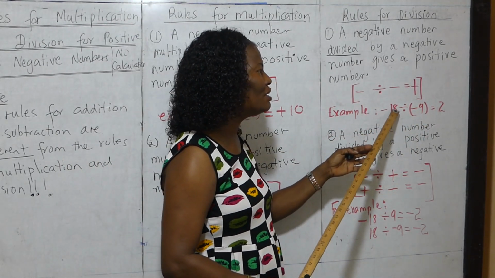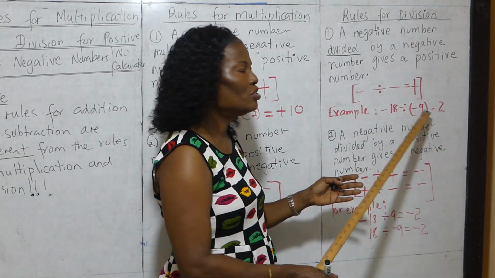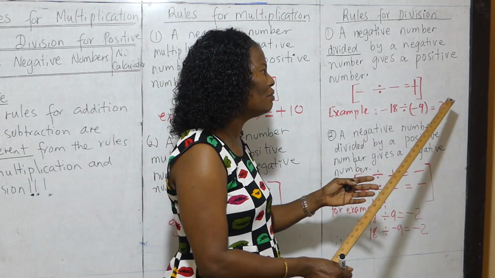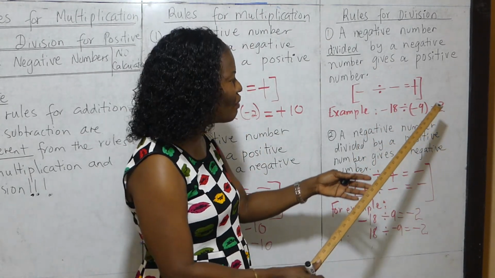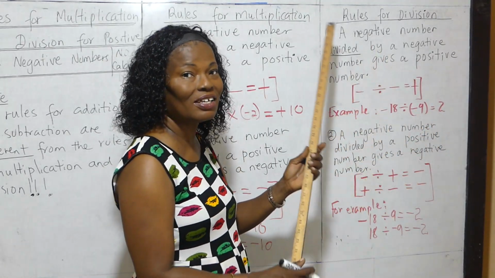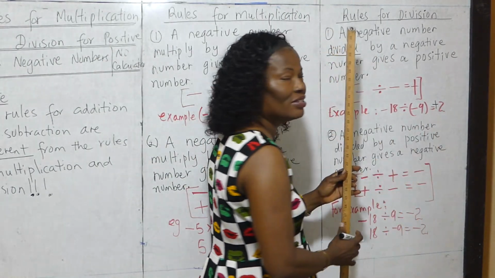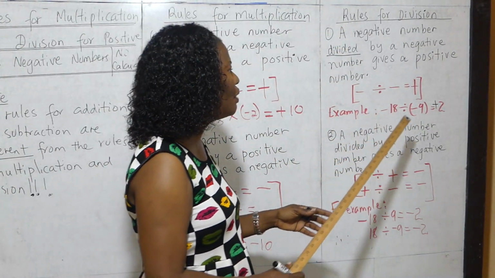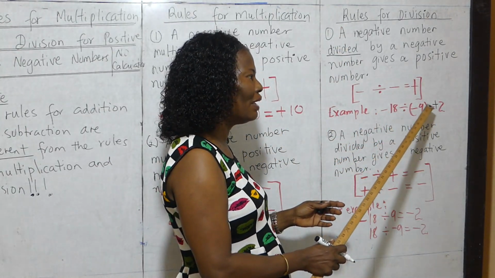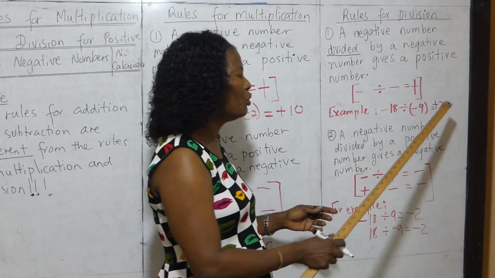Example, negative 18 divided by negative 9. So we know negative divided by negative is a positive. Now you can write 2 by itself, it suggests that it is still positive, or you can put a plus sign before it. Your answer is still correct. And then we all know that 18 divided by 9 is 2.